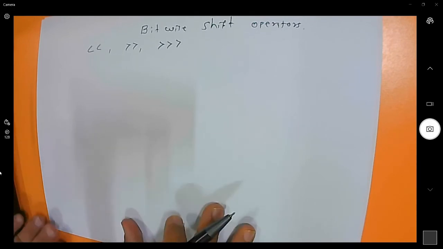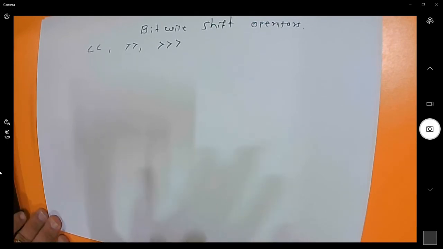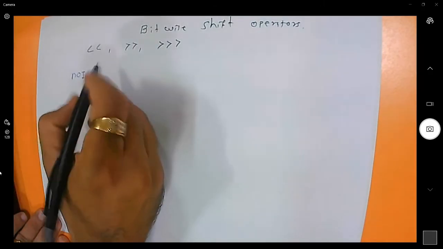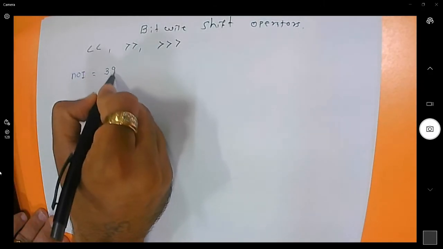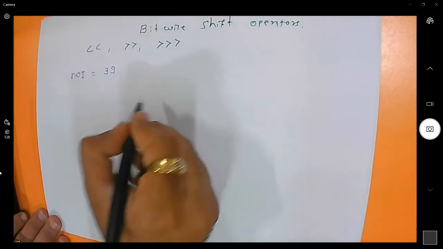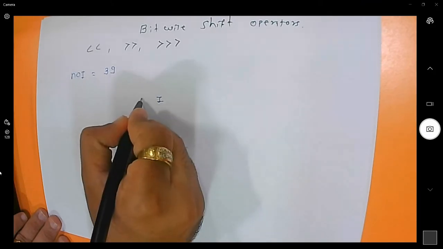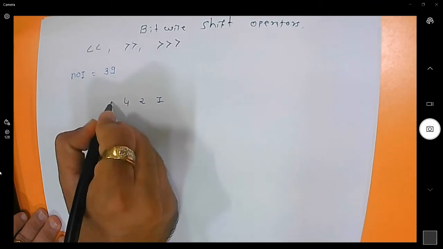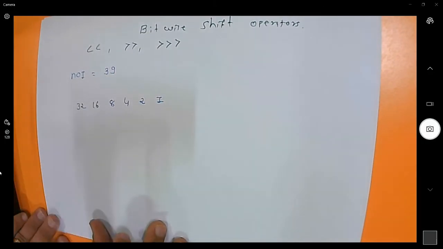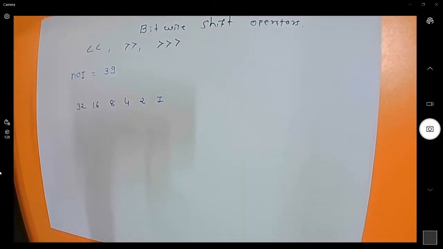It is very simple. First you need to calculate the binary of the decimal. For example, if my number1 is equal to 39, now I need to calculate the binary of this 39. So first just write down the powers of 2, that is 1, 2, 4, 8, 16 and 32. Now calculate the binary of the same. So it is very simple.